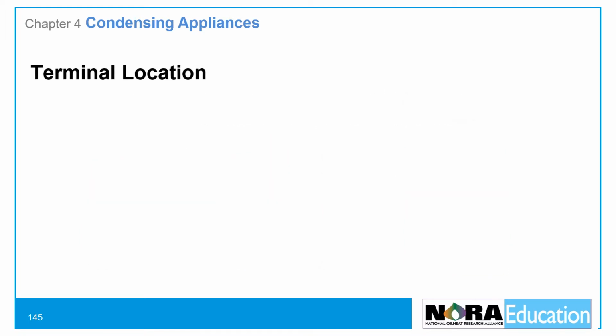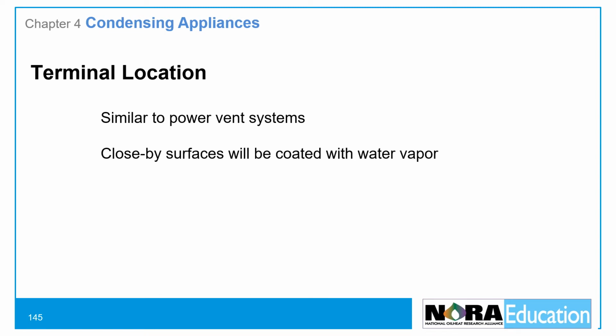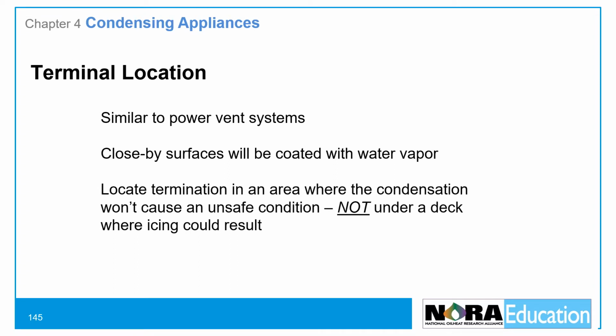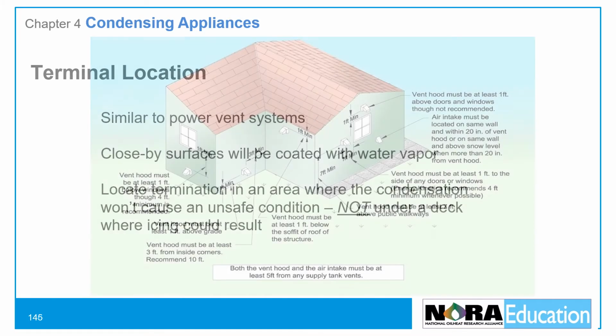The terminal location requirements for condensing appliances are similar to those of power vent systems. Because the appliance is likely to produce a visible plume due to condensation, surfaces close to it will be coated with water vapor. The exhaust vent should be located in an area where the condensation will not cause an unsafe condition, for example, under a deck where icing could result.